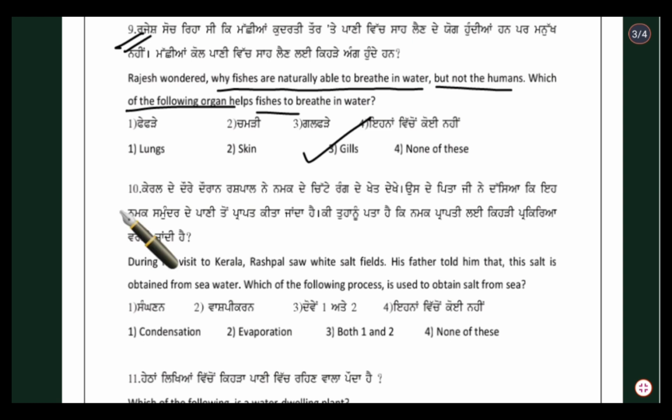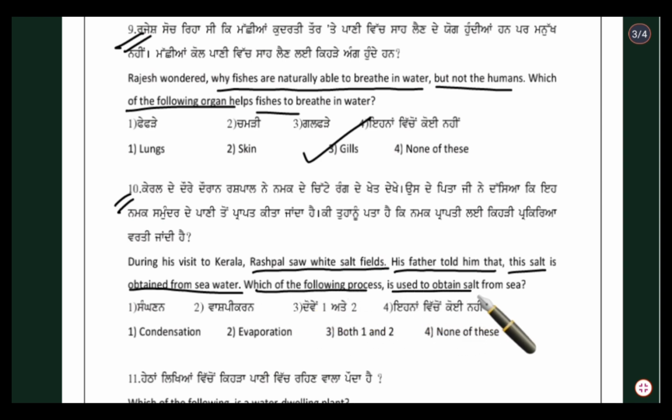Question number 10. During his visit to Kerala, Rishpal saw white salt fields. His father told him that this salt is obtained from seawater, and asked which of the following processes is used to obtain salt from the sea? So seawater is evaporated to leave behind salt, right? So here the right option will be evaporation.